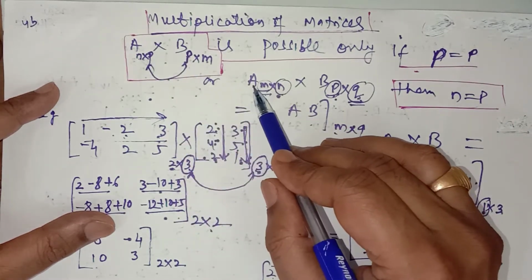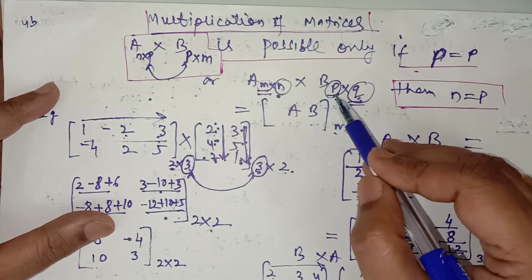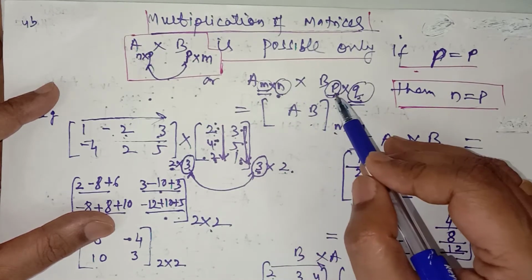Or if we have a matrix A of order m by n, and a matrix B of order p by q, then n must be equal to p.